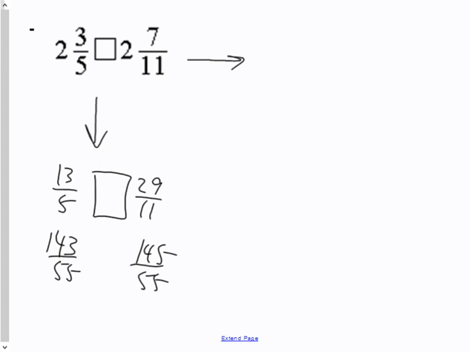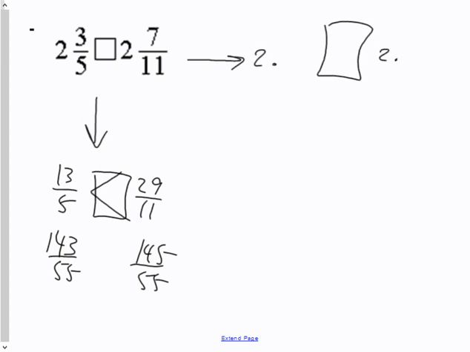So if I look at those two as equivalent fractions with common denominators, which one is greater? Since we're dealing with positive numbers, 145/55 is greater than 143/55, and therefore we have to use that symbol. Now, alternatively, I could do two decimals.